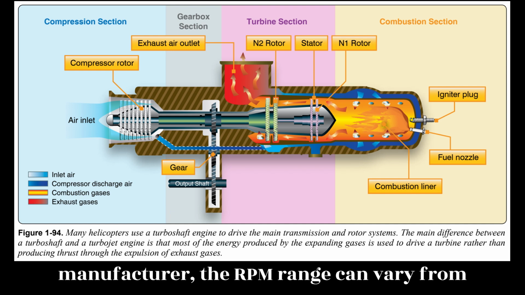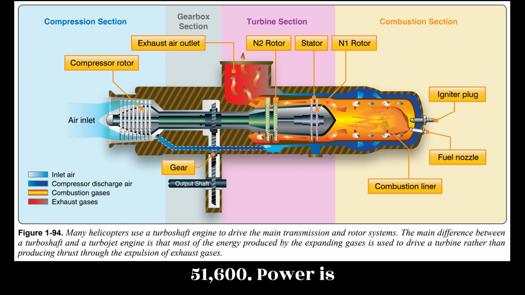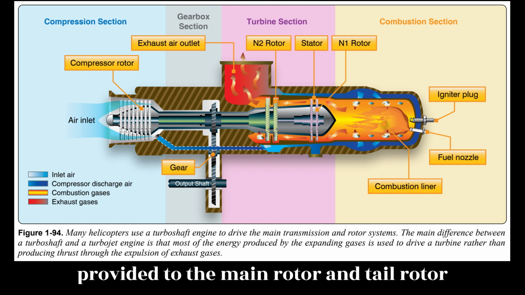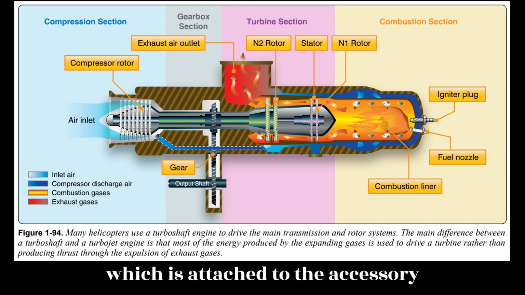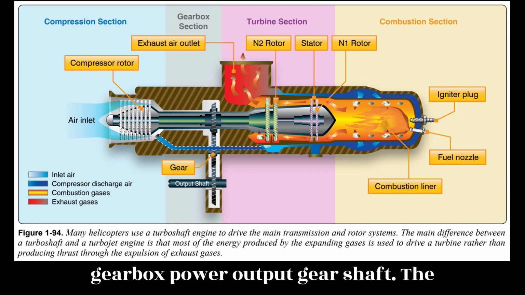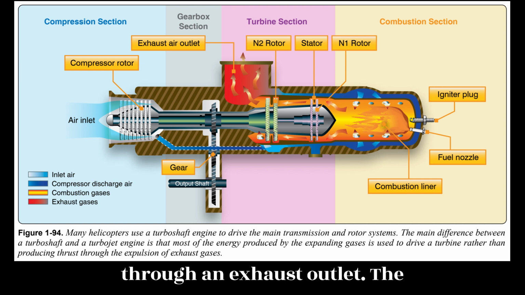Depending on model and manufacturer, the RPM range can vary from a low of 20,000 to a high of 51,600. Power is provided to the main rotor and tail rotor systems through the freewheeling unit, which is attached to the accessory gearbox power output gear shaft. The combustion gas is finally expelled through an exhaust outlet.